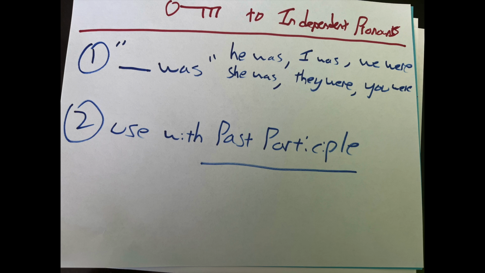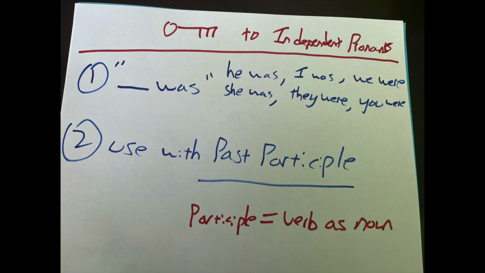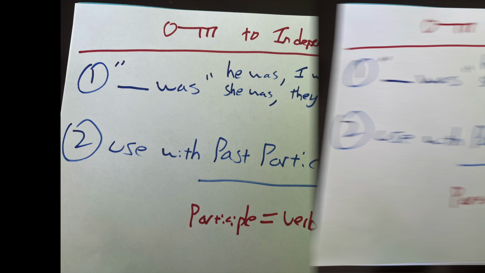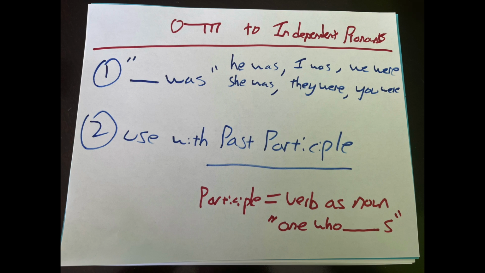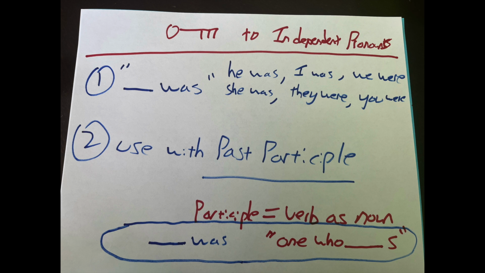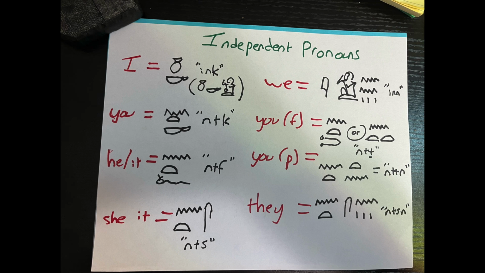And that makes the entire sentence something where the verb as a noun in the participle is describing how a person was, what they were like, what their character was like. The verb as a noun, one who blanked, and then blank was. So in other words, whatever the pronoun is: blank was, one who blanked. I was one who saw. She was one who ate. He was one who ran.